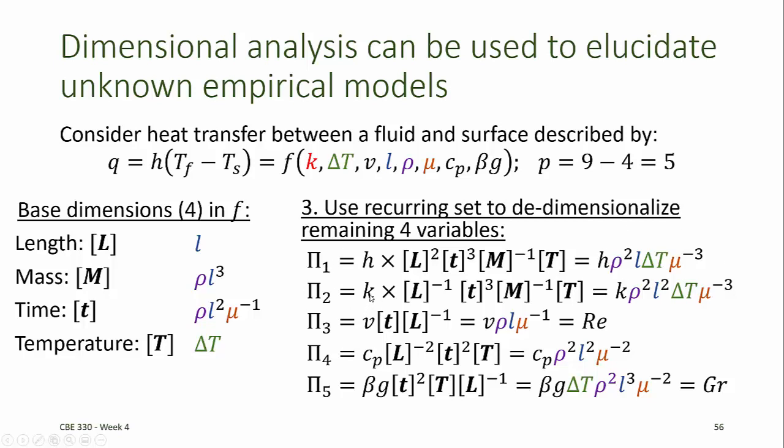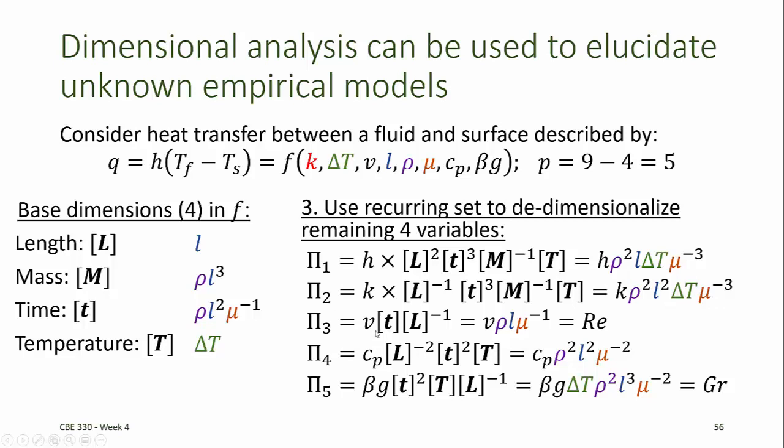Next, we de-dimensionalize the thermal conductivity. Again, to de-dimensionalize thermal conductivity, we need to multiply by reciprocal length, time cubed, reciprocal mass, and temperature. And so we select the quantities here that will achieve that de-dimensionalization. After some simplification, we arrive at this group for our second dimensionless variable pi 2.